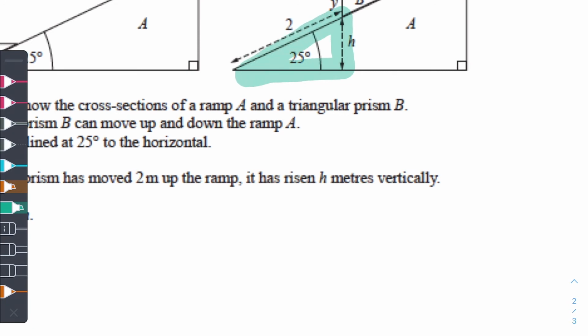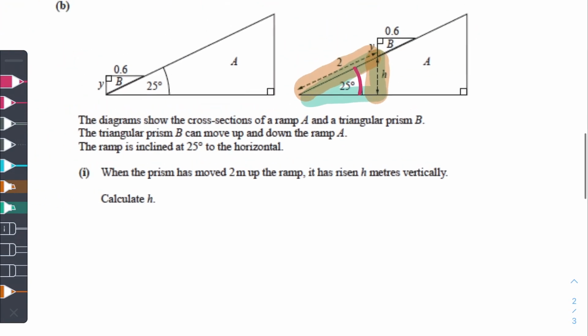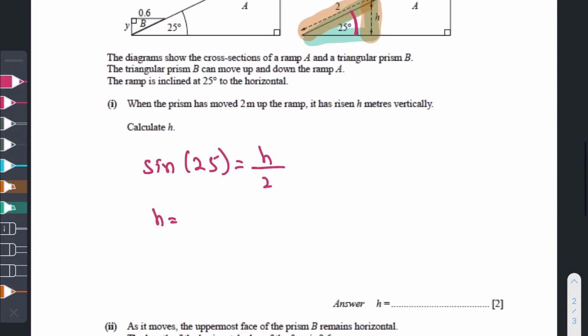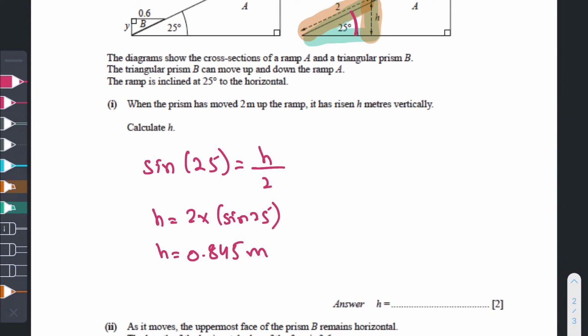Now we already have the hypotenuse of this triangle and we're looking for the opposite, since this angle given to us is 25 degrees. So the formula for this is very, very simple. We do sine 25 is equal to the opposite, that is h, over 2. H is equal to 2 times sine 25. H comes out to be 0.845 meters. So you write your answer over here, 0.845 meters.